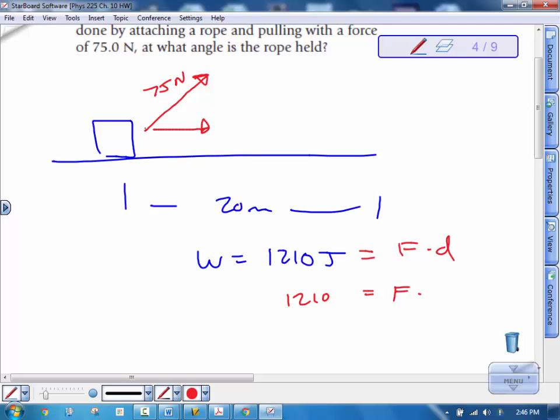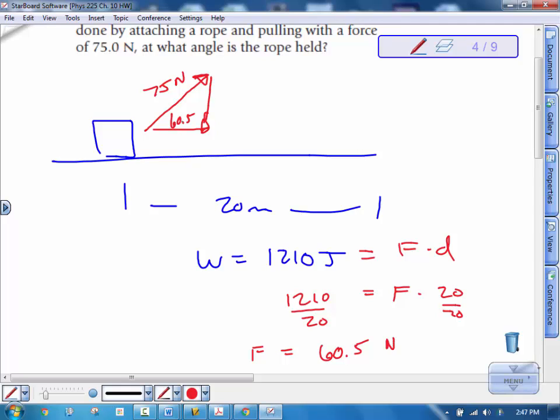which would be the force in this direction, because we know our force in direction has to be the same, our force in distance has to be in the same direction. And the distance is 20. You can divide by 20, and that gives us the force in that direction, which is 60.5. And that's newtons. So this is 60.5.